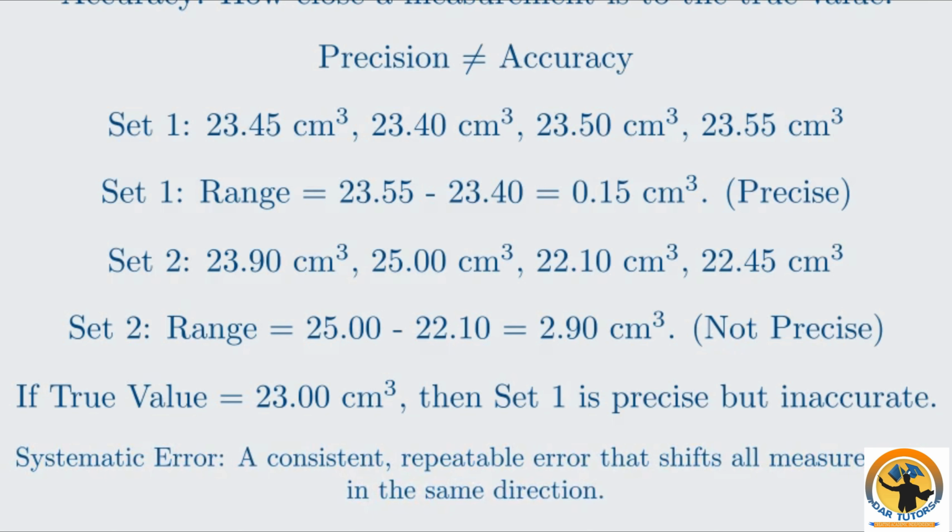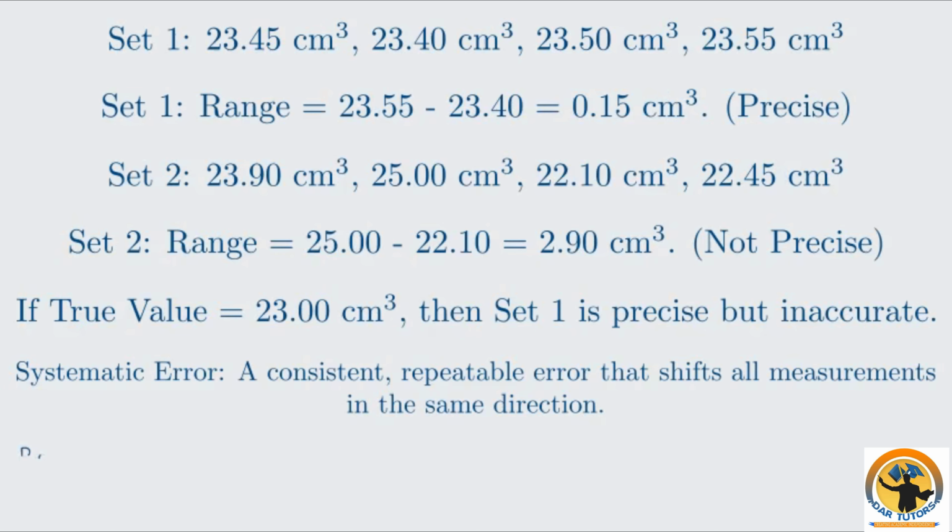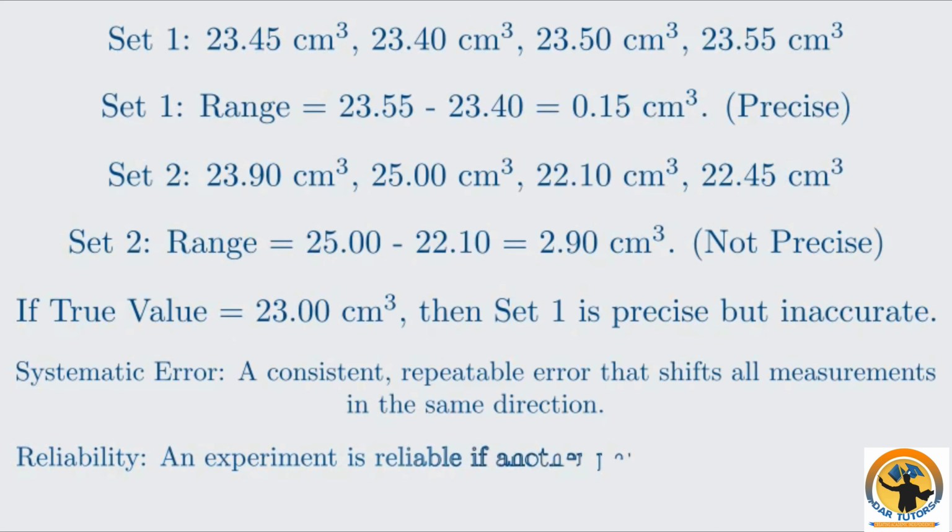Finally, let's discuss reliability and validity. Reliability refers to whether your experiment can be repeated by another person following the same method, and they would get results with a similar level of precision. A reliable experiment should yield consistent results regardless of who performs it.